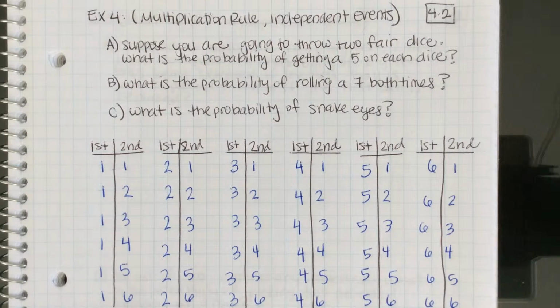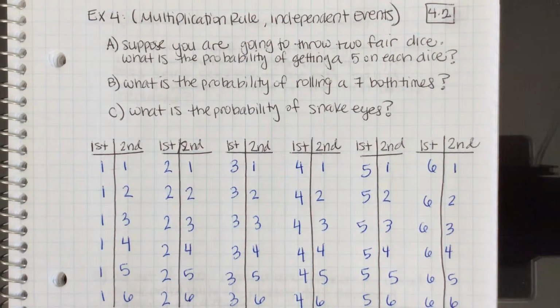So what if I am throwing two fair dice and we are trying to find the probability of getting a 5 on each dice, the probability of rolling a 7, and then the probability of rolling snake eyes. So I'm going to show you two different ways to solve this. One way using sample space and one way using the probability multiplication rules. You'll see that if you can understand the multiplication rule, it's much less work than using the sample space.